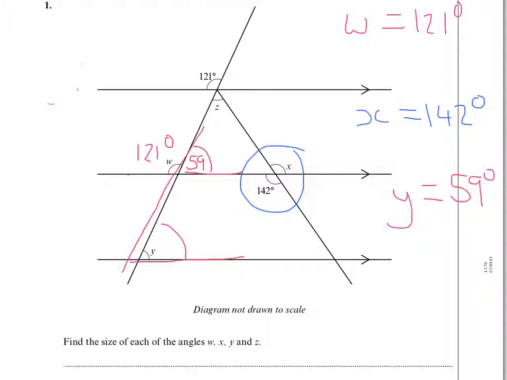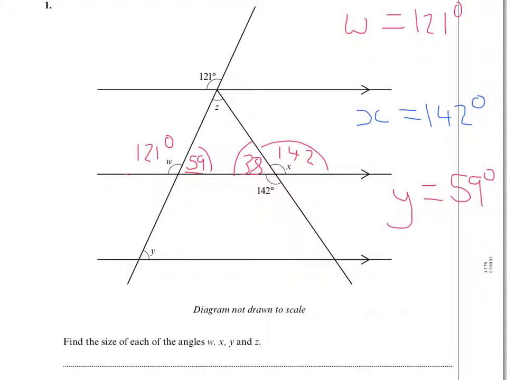Now the last angle that we need to find is angle Z. So I'm going to leave our angle 59 degrees, which we used to help us find angle Y, and I'm going to use our angles in our triangle. First of all, I know that our angle X, which we worked out earlier, was 142 degrees. And using angles on a straight line, the remaining angle, 142 up to 180, is going to be 38 degrees.